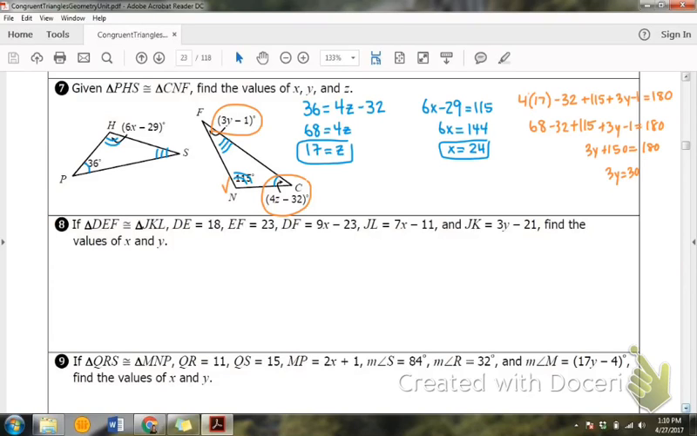What are you guys getting for y? 10 should be our answer. Y equals 10. Does anyone have questions about this?